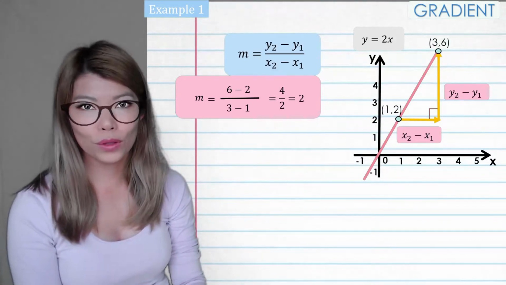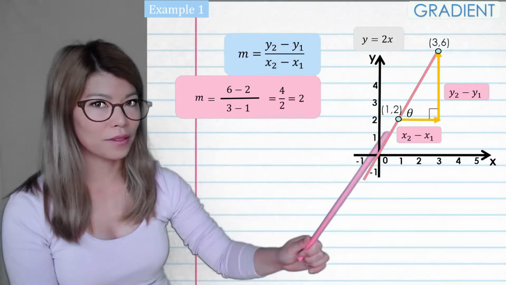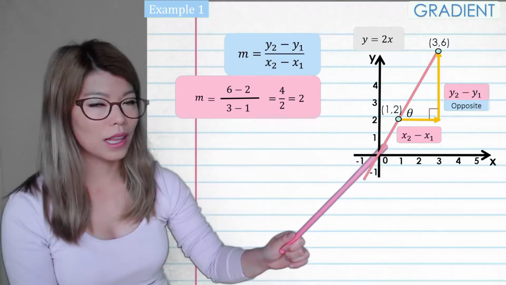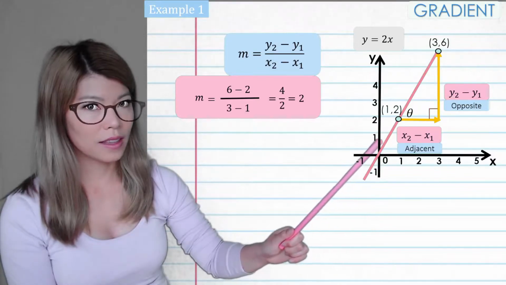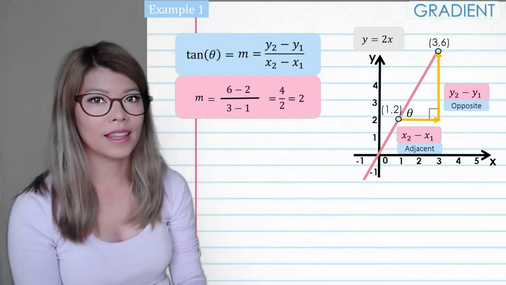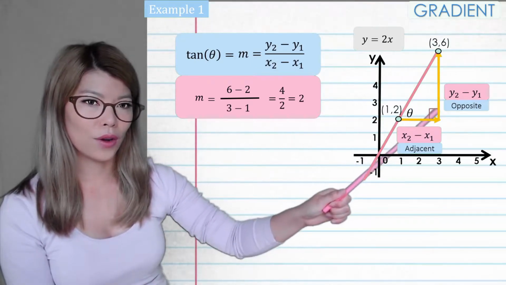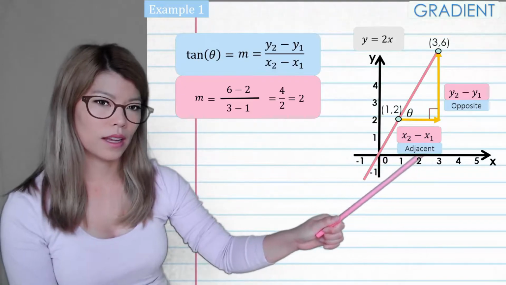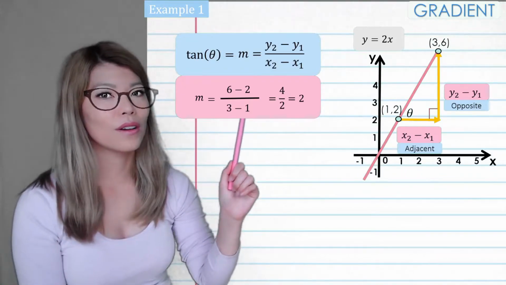And we also notice something. If we put the angle in this right angle triangle, then that would be the opposite and this would be the adjacent. And O over A, that would be tan theta. So tan theta would be equal to O over A, and our O is y2 minus y1, and our A is x2 minus x1. So in other words, tan theta is equal to our gradient.